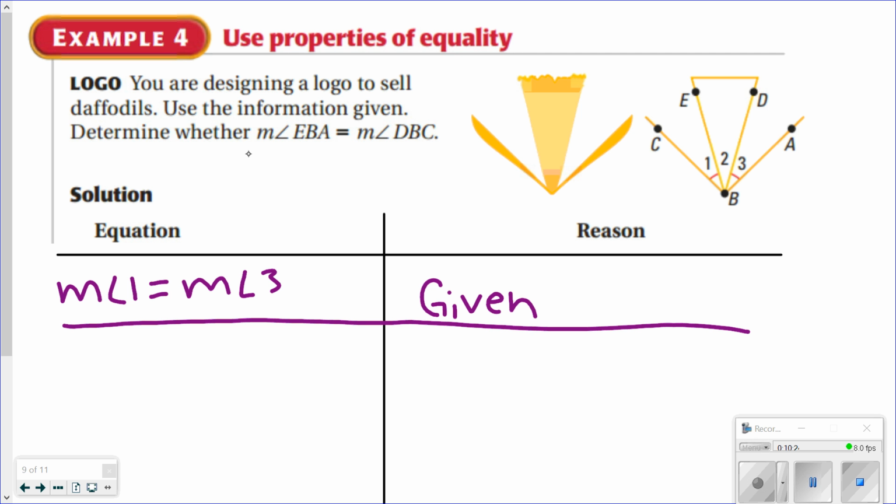So our goal here is that I want to prove that the measure of EBA is the same as the measure of DBC.